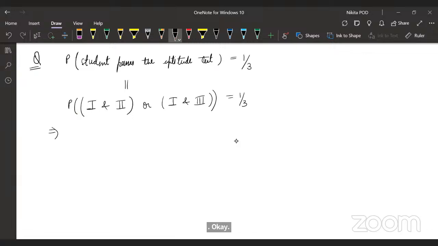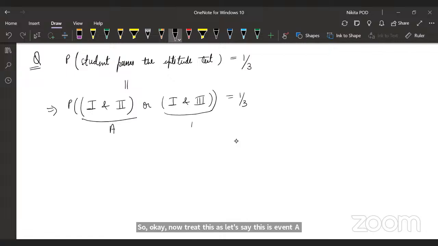Now, probability that... now it is given to you. Now treat this as, let's say, this is event A and this is event B.